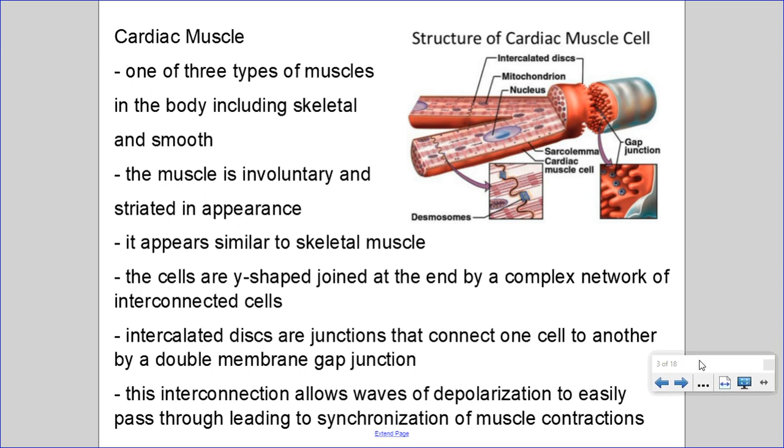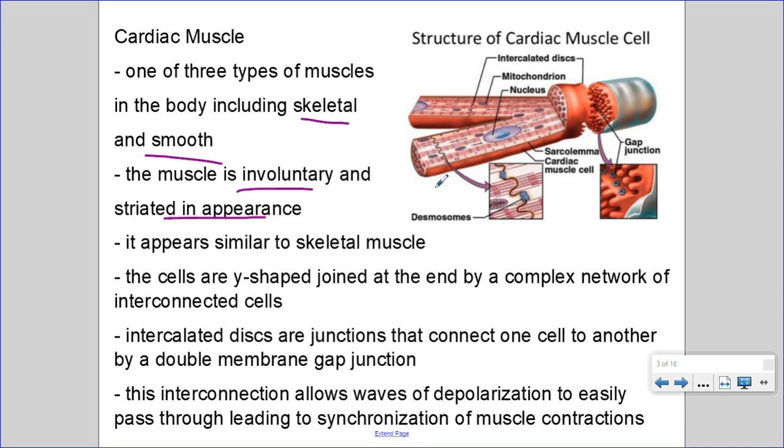So this rhythmic beating of the heart is going to be performed by cardiac muscle. Cardiac muscle is one of three types of muscles, which include skeletal muscle and smooth muscle. The muscle is involuntary and striated in appearance. Involuntary means we don't actually control the beating of our heart. It happens without us thinking about it.